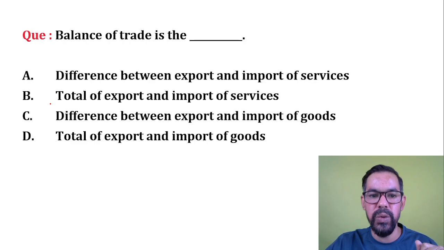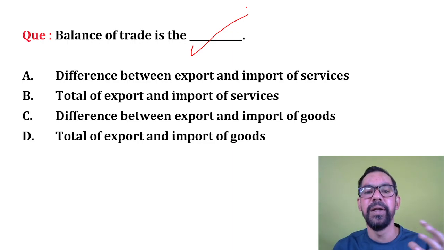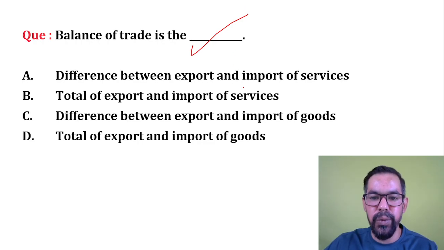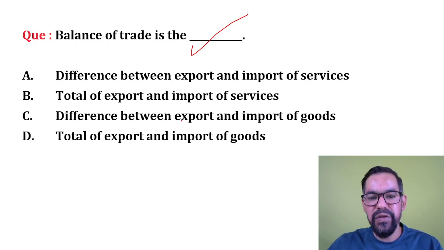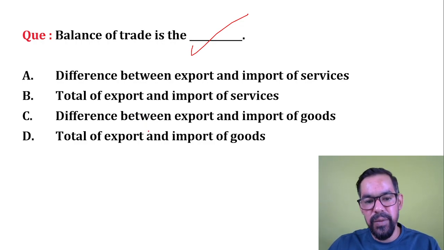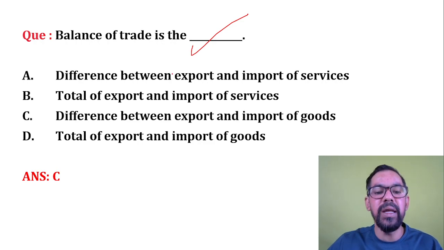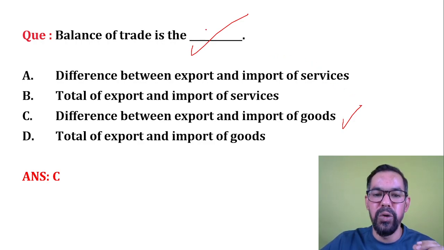Okay, next question, guys. Balance of trade is the monetary value of all transactions done by the Indian country with the rest of the world. The difference between import and export of goods is generally known as balance of trade. There is a mistake actually, it is not BOP, it is BOT.